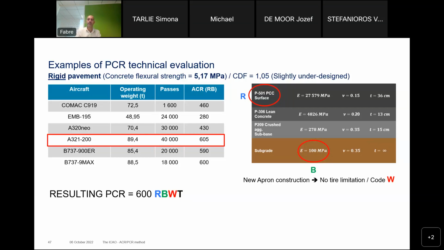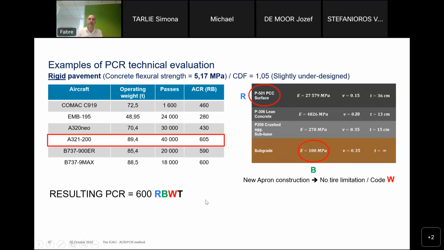Okay. In that case, it was a new concrete slab construction. Therefore, there is no reason to have a tire pressure limitation. And we have at the end a PCR to be published of 600 R B W T.